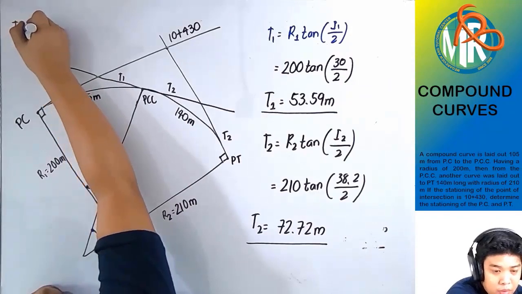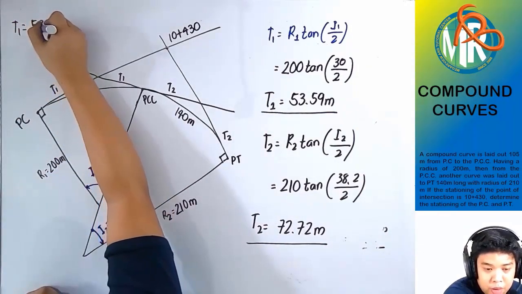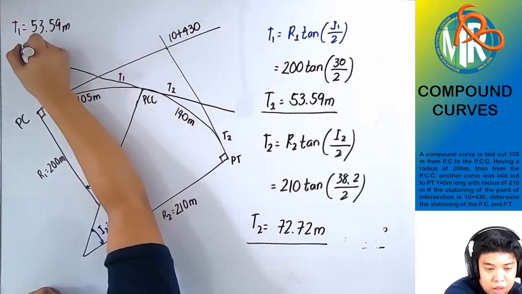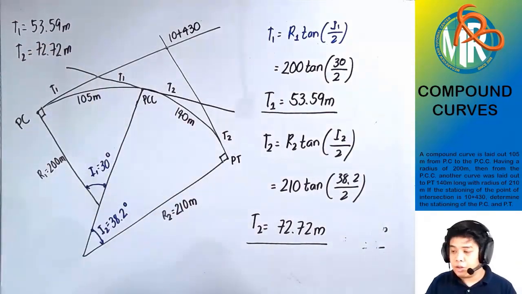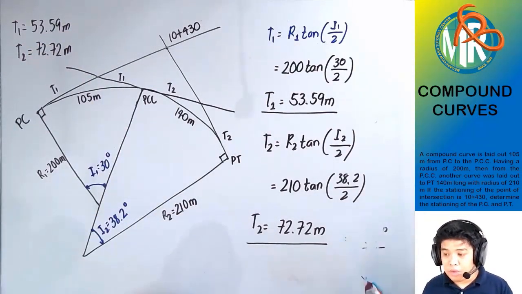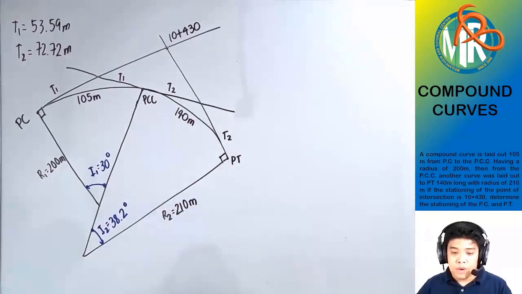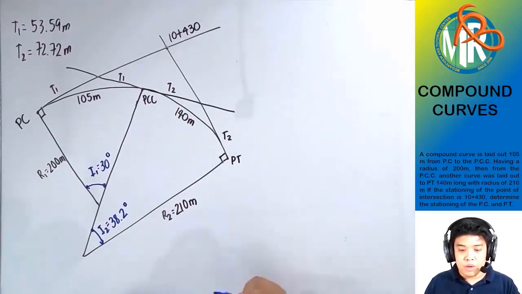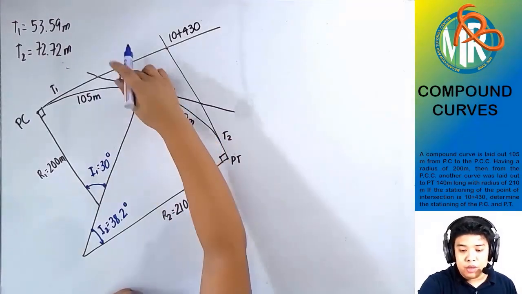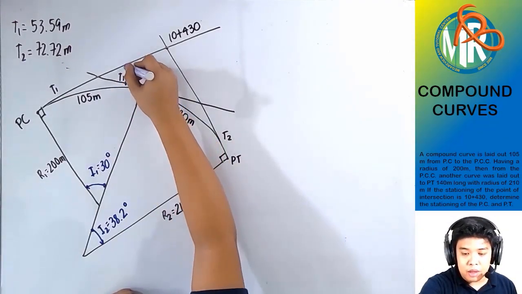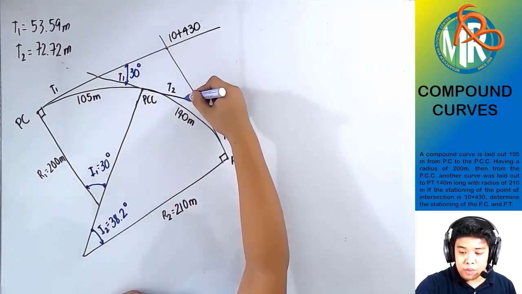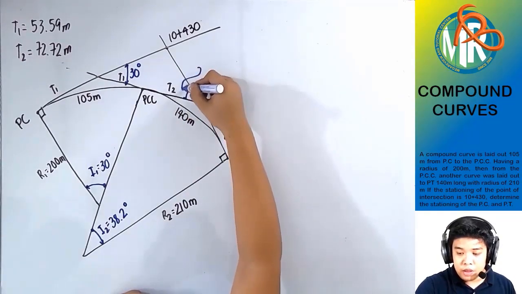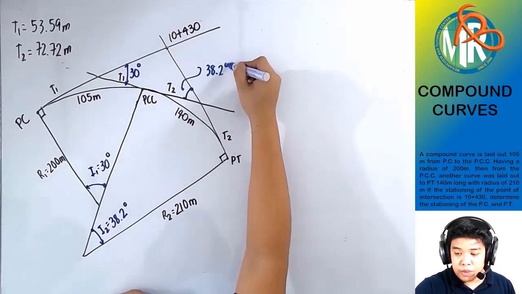Okay, lagay natin dito, sulat ko dito: T1 is equal to 53.59 meters. Tapos, yung T sub 2 dito is equal to 72.72 meters. Ngayon, ano pa yung kailangan nating makuha? Erase ko muna to. Since you know the value of T1 and T2, basically you can get now this angle. Kung ito 30, di ba ito rin yung I1? So this one is 30 degrees. Tapos, etong isa, this is equal to 38.2 degrees.